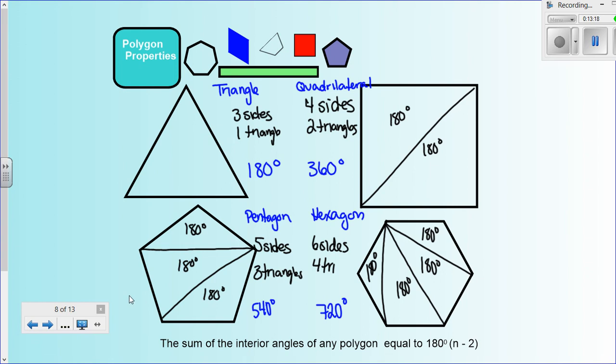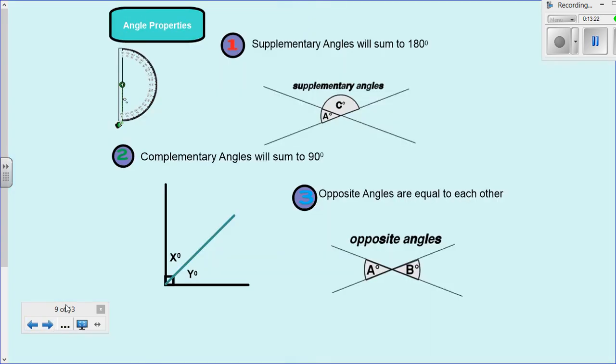Moving on from polygons to angles, we wanted to look at the first 3 angle properties, the 3 most important angle properties that you're going to use the most often, being supplementary angles, complementary angles, and opposite angles.